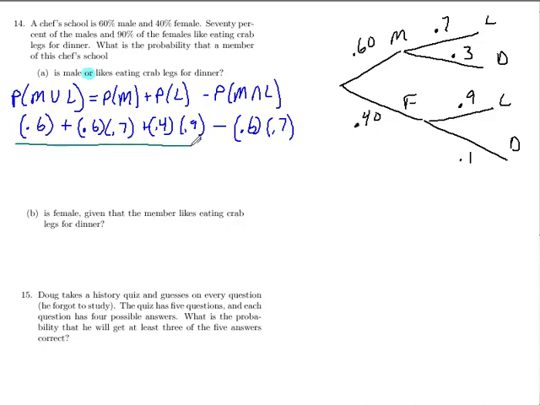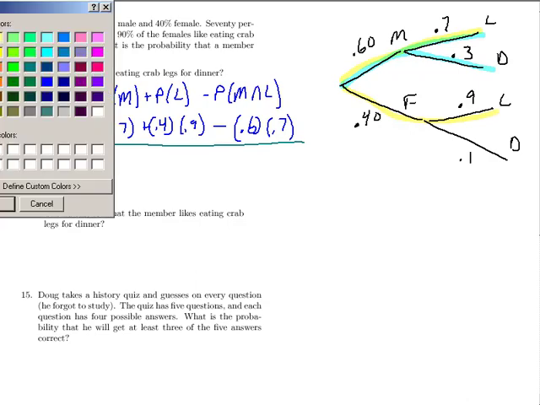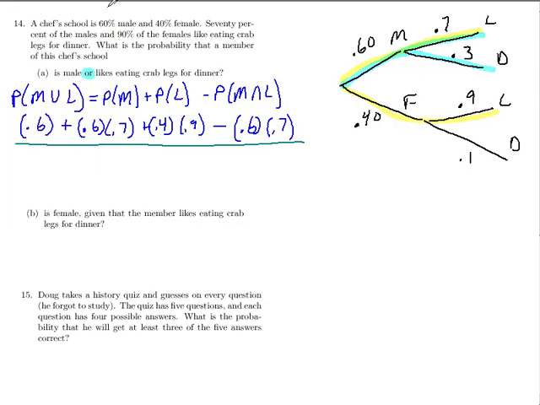Now, that's one way of doing this. We could have also looked at this tree and said, okay, male. All the branches that the male is involved in is those two. Likes crab legs. All the ones that involve liking crab legs are those two branches. Looking at this, well, what do we do with our answer? Well, union means take them together, so we take all the branches that we have marked. So it's 0.6 times 0.7 plus 0.6 times 0.3 plus 0.4 times 0.9.